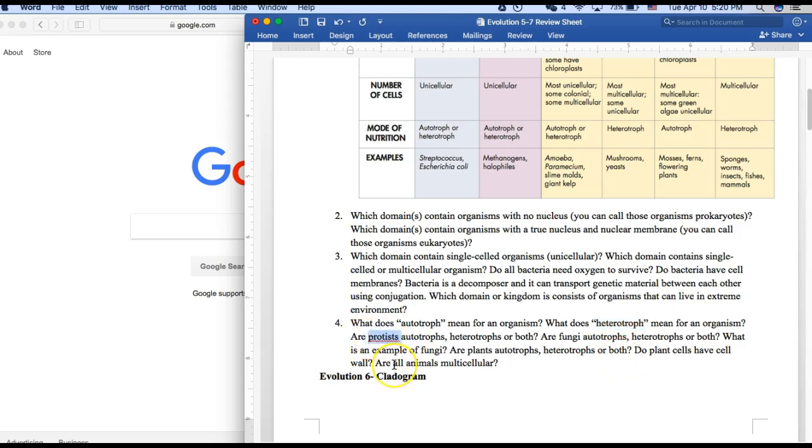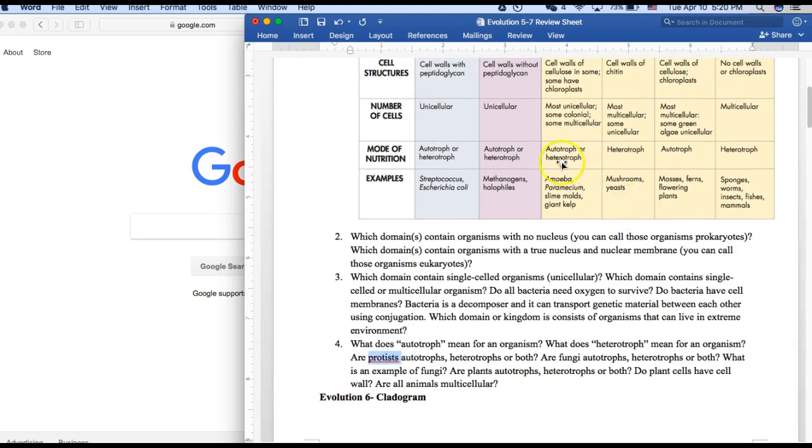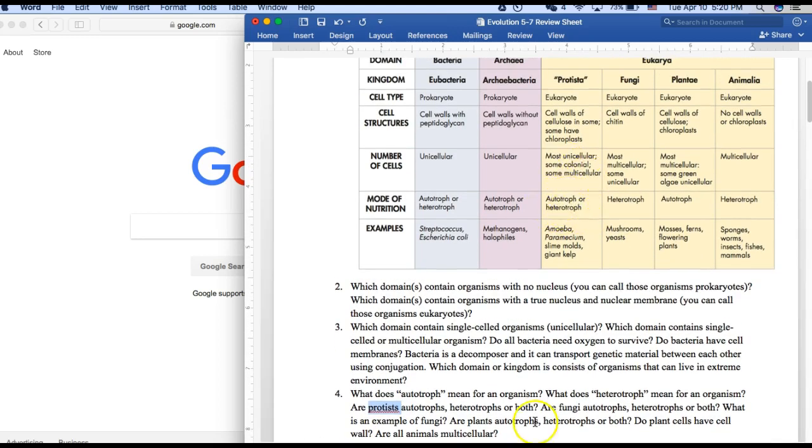Are protists autotrophs, heterotrophs, or both? If you look on the chart, protists are both. And are fungi autotrophs, heterotrophs, or both? It says only heterotroph, so only heterotroph right here. What is an example of a fungi? Mushrooms. Are plants autotrophs? Plants are always autotrophs. Do plant cells have cell walls?